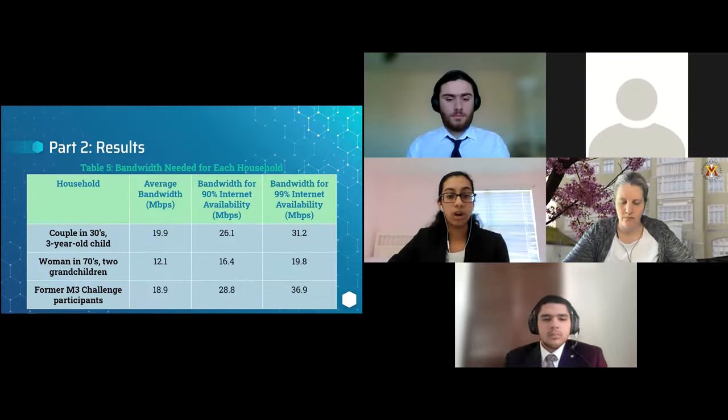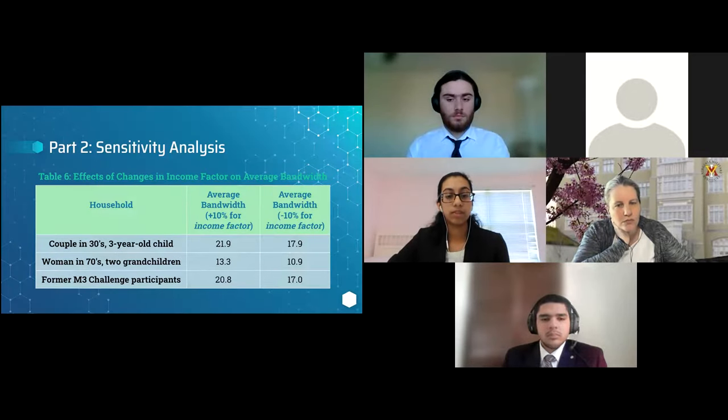So here are our results for the average bandwidth and the bandwidth necessary at 90% and 99% internet availability. And you can see here how the different households compare. We then applied a sensitivity analysis, changing the income factor by plus or minus 10%. The small change in the bandwidth values shows that our model is quite robust.